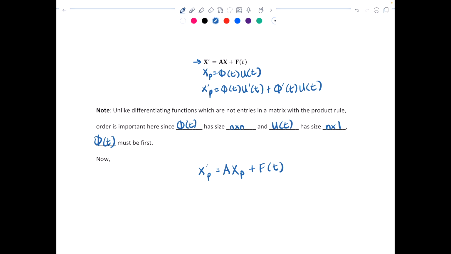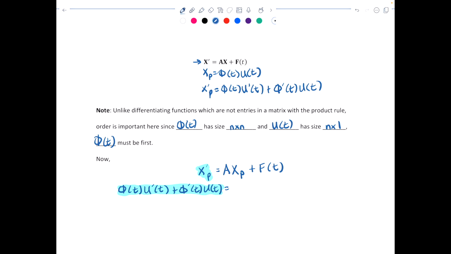Now, replacing xp, and replacing x prime at P, we'll do two steps. So x prime at P from the third line is equal to phi at t times u prime at t plus phi prime at t times u at t. So x prime at P is equal to all of this. Groovy?